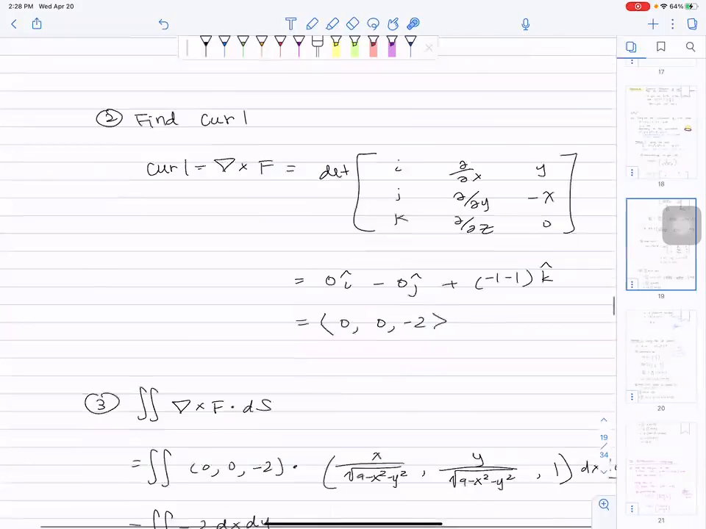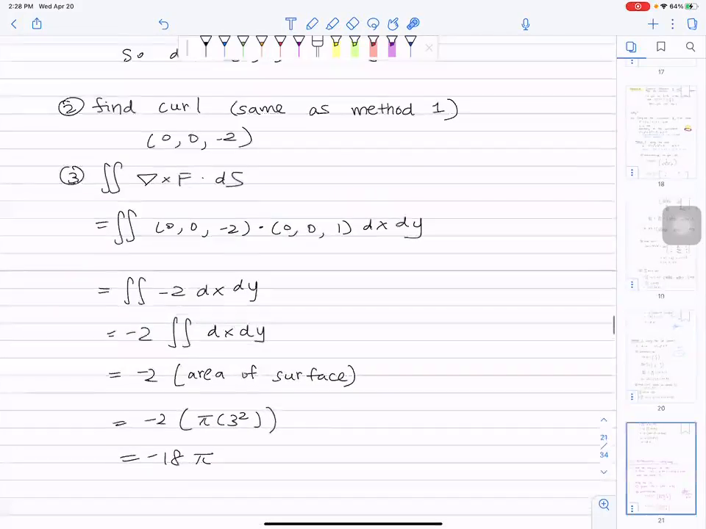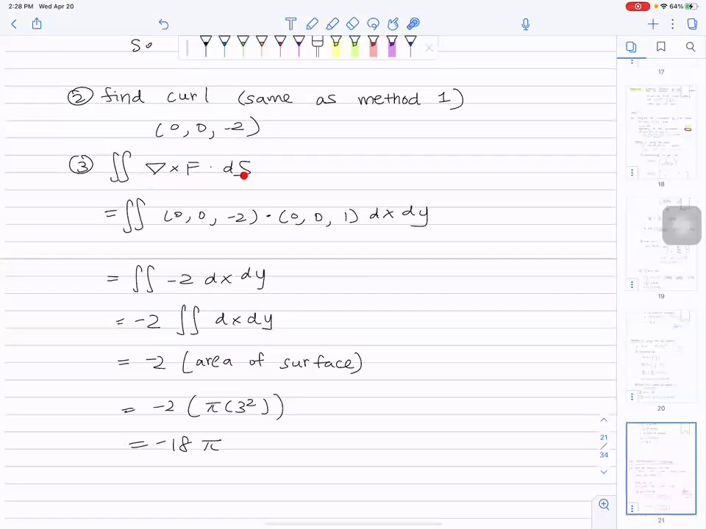So I have my curl, I have my dS, and now I can follow the formula. The formula says that we want to do the curl dot dS. So the curl was 0, 0, -2. dS we found as 0, 0, 1 dx dy. Doing this dot product, I get -2 dx dy. If I take out this -2, I get -2 times the double integral of dx dy. There's an implicit 1 here, dx dy.